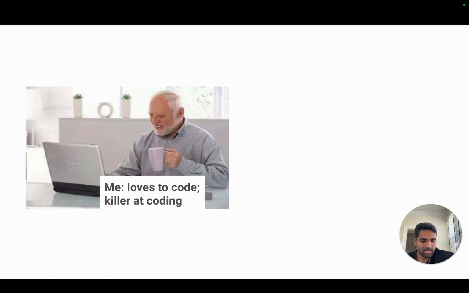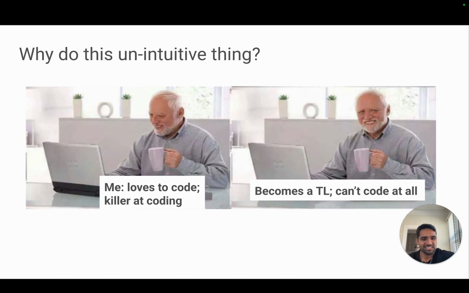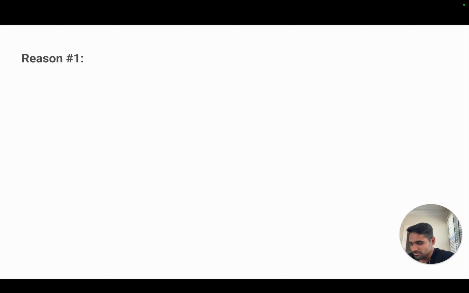And I always talk about this situation where I used to love to code. I mean, I still do. I was really good at coding. And when I work alone, I can build great products overnight, in a week. I'm so efficient, all right? But then they made me a TL and I can't code at all, right? That sounds like a very unintuitive thing to do. But there is a good reason behind that.